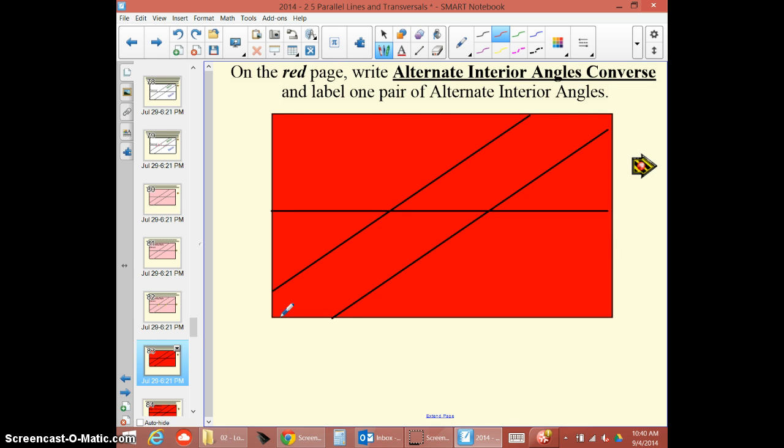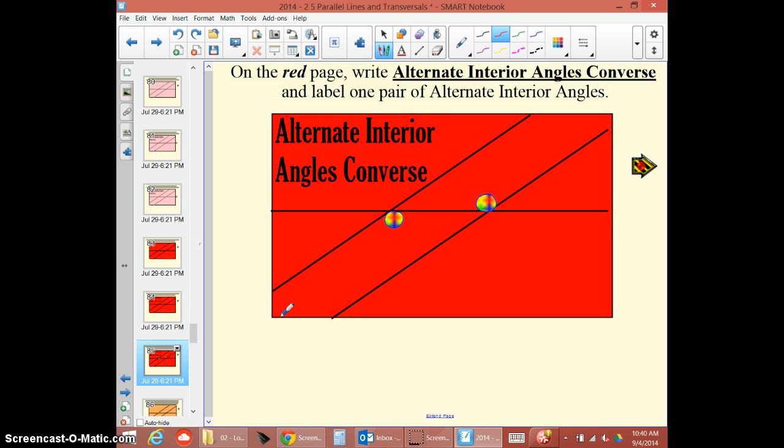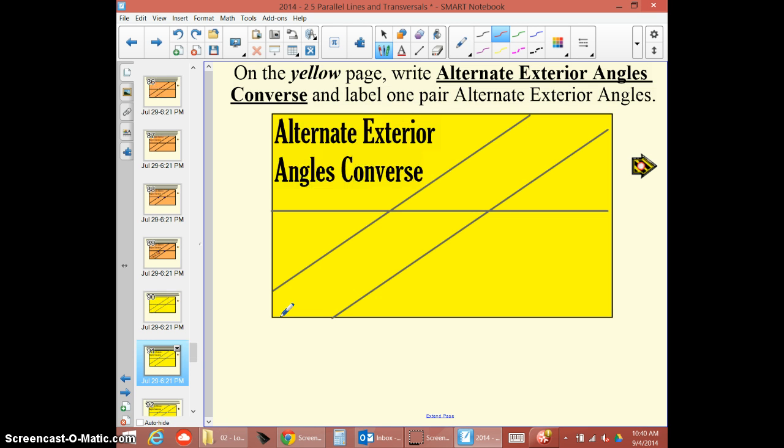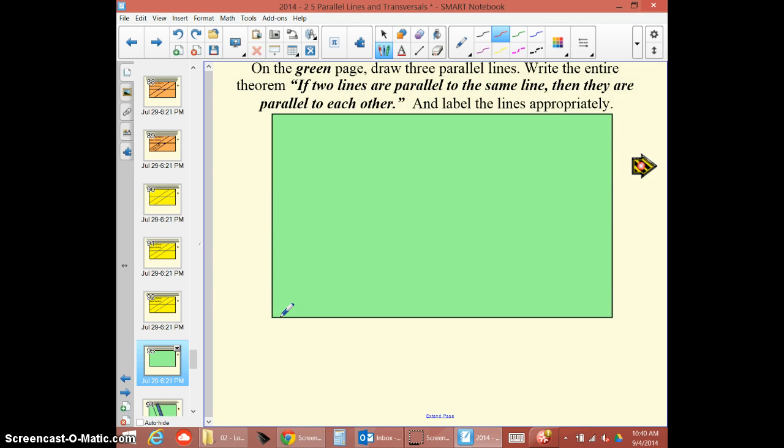The converse. So again, if I give you these two angles and they're equal, you can tell me that those two lines are parallel. And here, converse. If those two add up to 180, then the two lines are parallel. Okay, I'm asking you to prove two lines are parallel using, again, pause if you need to.